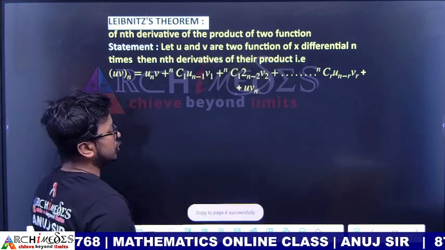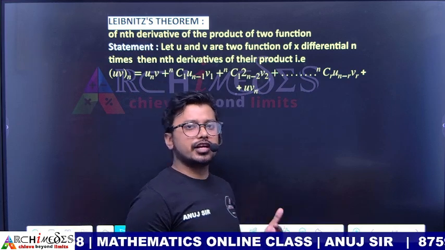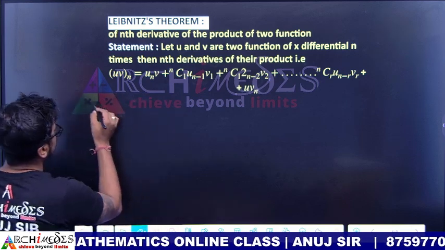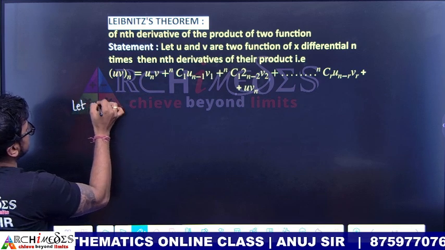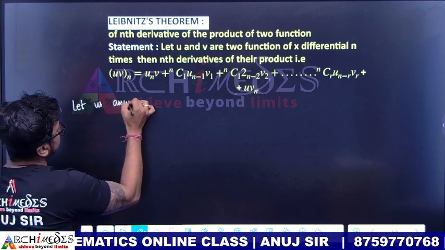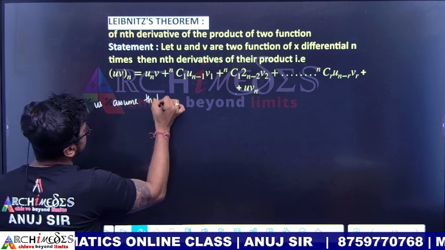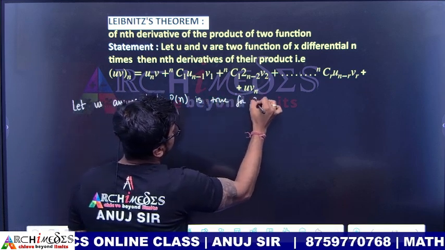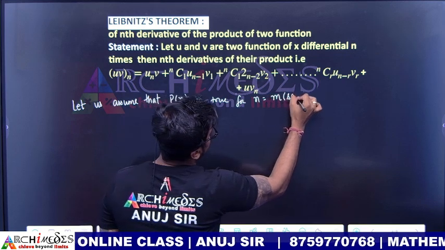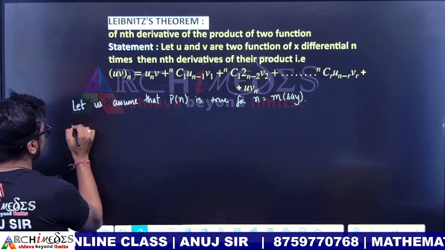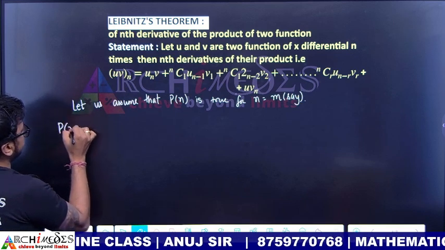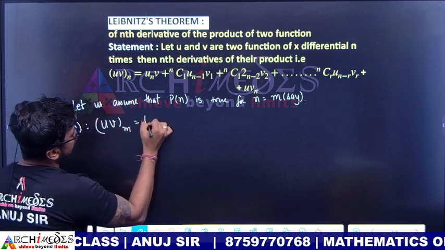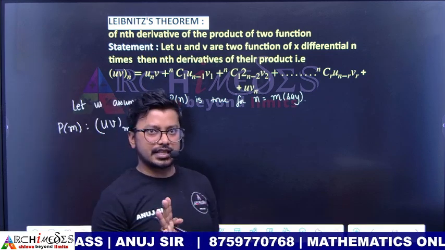So look over. What is the second step? The second step is, we have to assume this statement is true for n equals to m. Clear? n equals to m. So now, let us assume that Pn is true for n equals to m. So if it is true for n equals to m, we can say that Pm is (uv)m. You just have to replace the n by m. That's it. Am I clear?